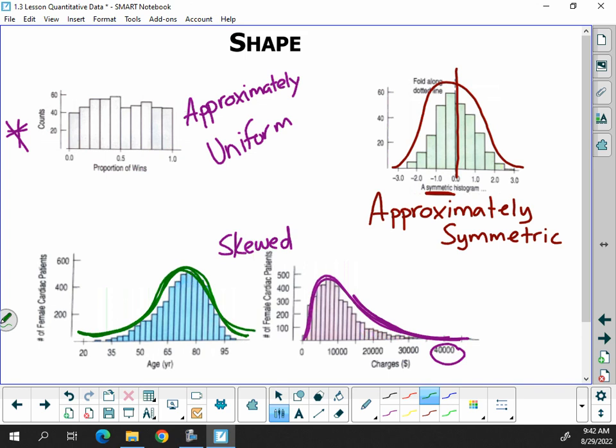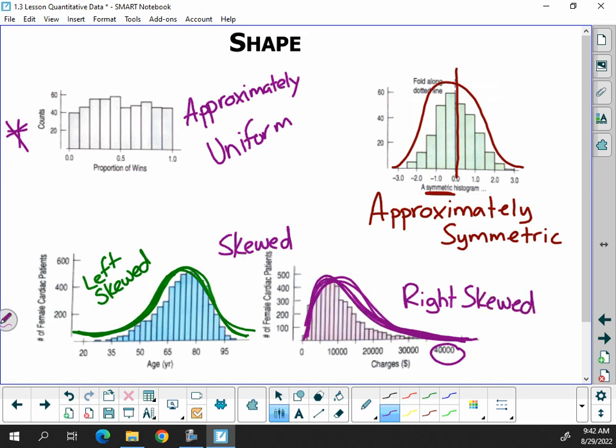And so we want to make sure that we're intentional about how we say how these are skewed, and the skewness follows the tail of the distribution. So this distribution on the left, the tail is on the left, and so we would call this left skewed. This one is on the right, the tail is going to the right, and so we would call it right skewed. So when describing a quantitative data display, we want to say what shape it is. We want to identify whether it's approximately uniform, approximately symmetric, left skewed, or right skewed.